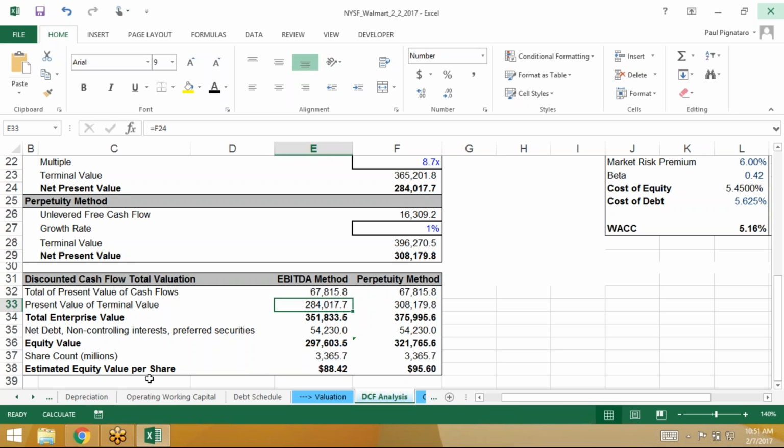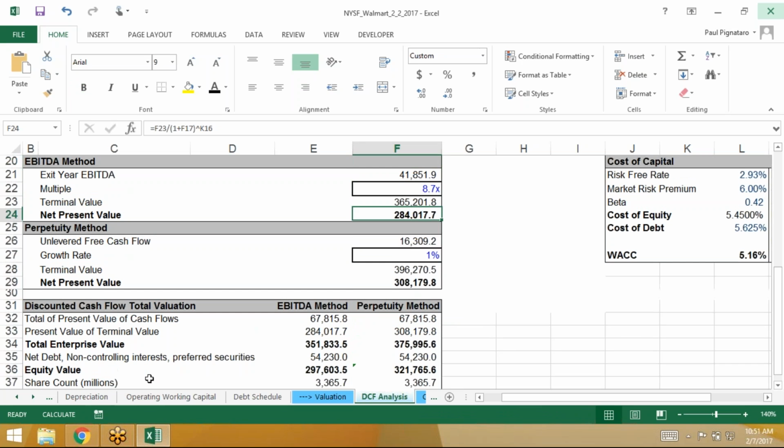The only difference between the EBITDA method and the perpetuity method is this, right? Which is driven by this versus this. It's the terminal values. So if the terminal values were way off like they used to be, way back before, the EBITDA method terminal value was much higher than the perpetuity method. What would that mean? What would cause that? How would you think about that?